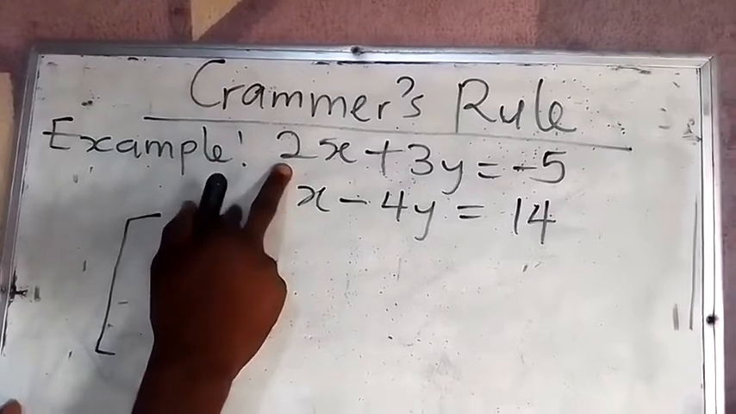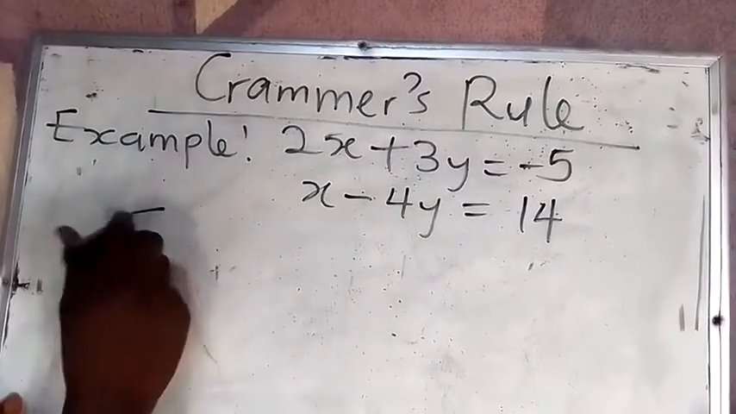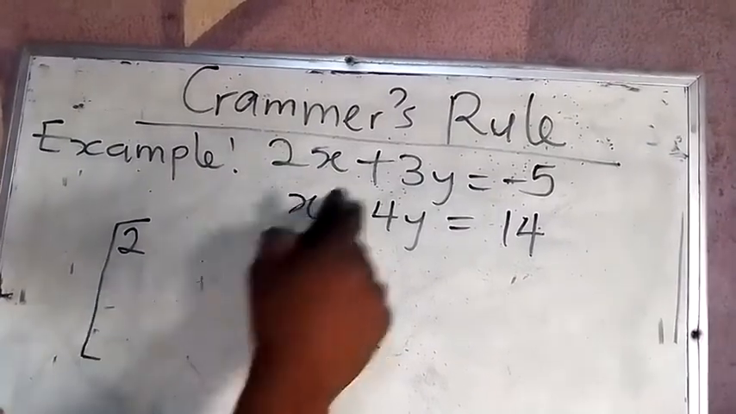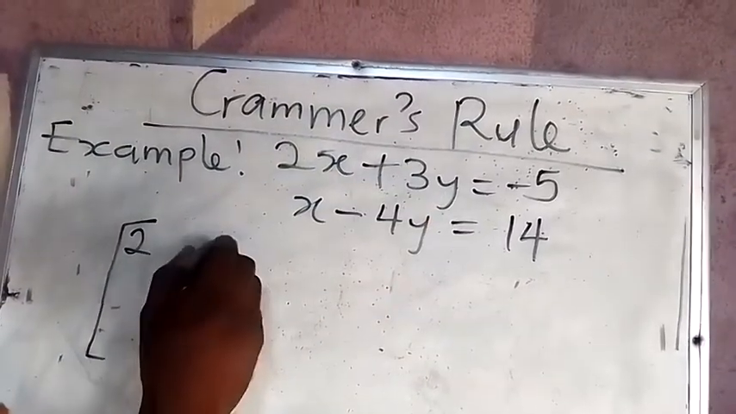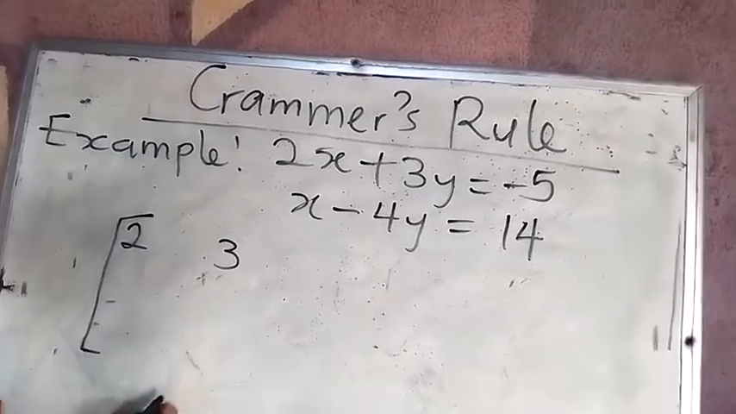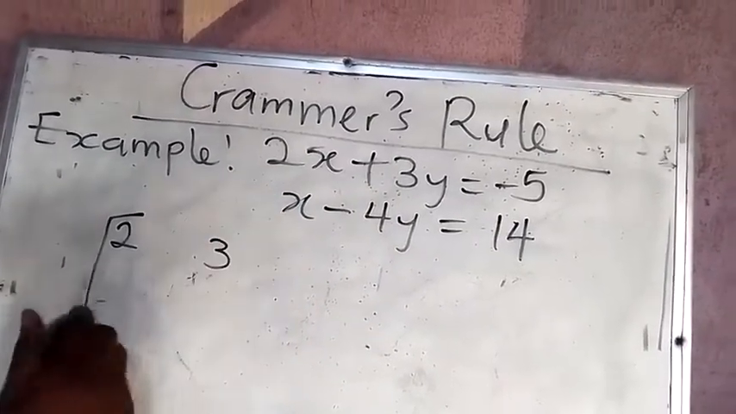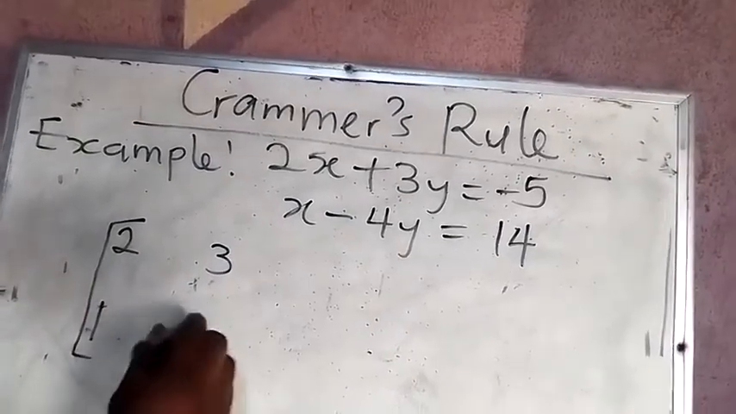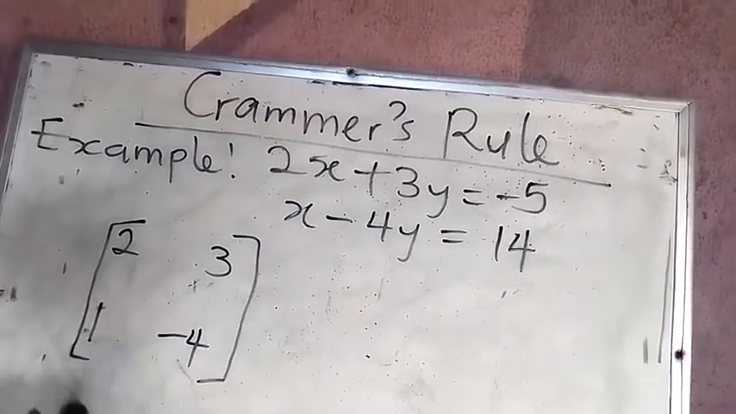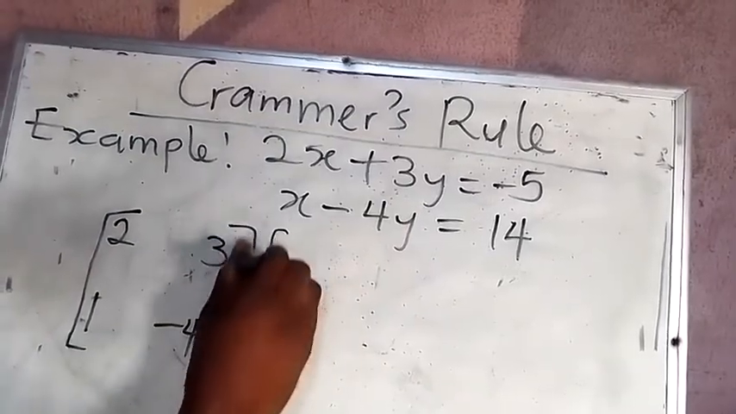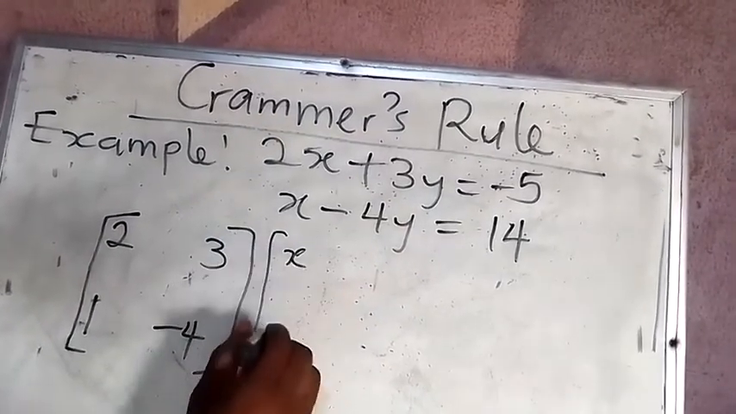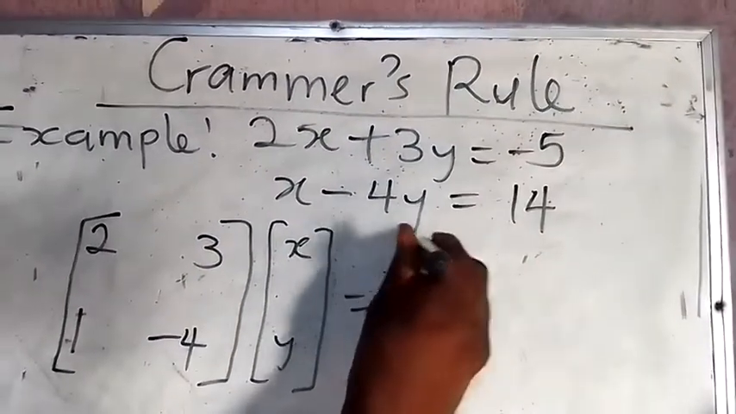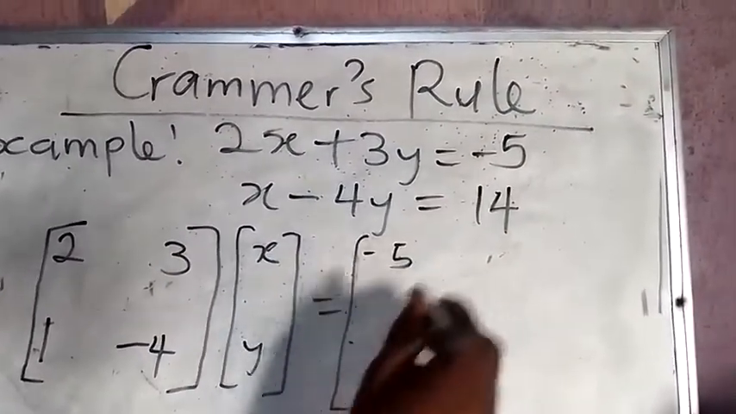You know what is here is 2. The coefficient of this x is 2. Write it down. The coefficient of this y is 3. Write it down. The coefficient of this x is 1. The coefficient of this y is minus 4. And we have x and y as our unknown values, equals minus 5 and 14.